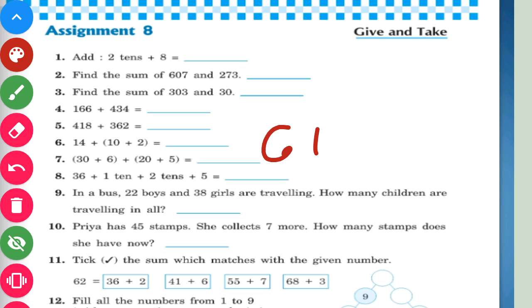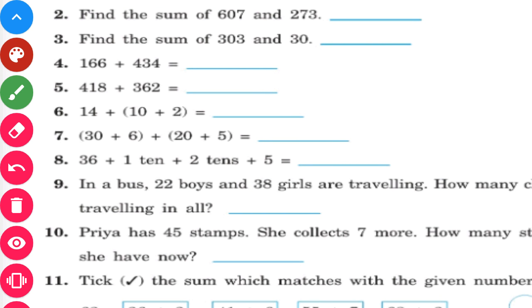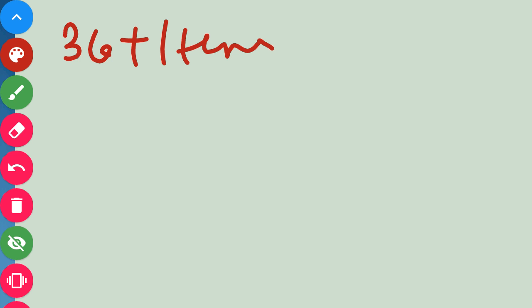Okay, now question number 8. A good question. Question number 8 says 36 plus 1/10 plus 2/10 plus 5 will give us how much? Now 36 plus 1/10 plus 2/10 plus 5. Let us do this question. 36 plus 1/10 plus 2/10 plus 5. Let us do it.